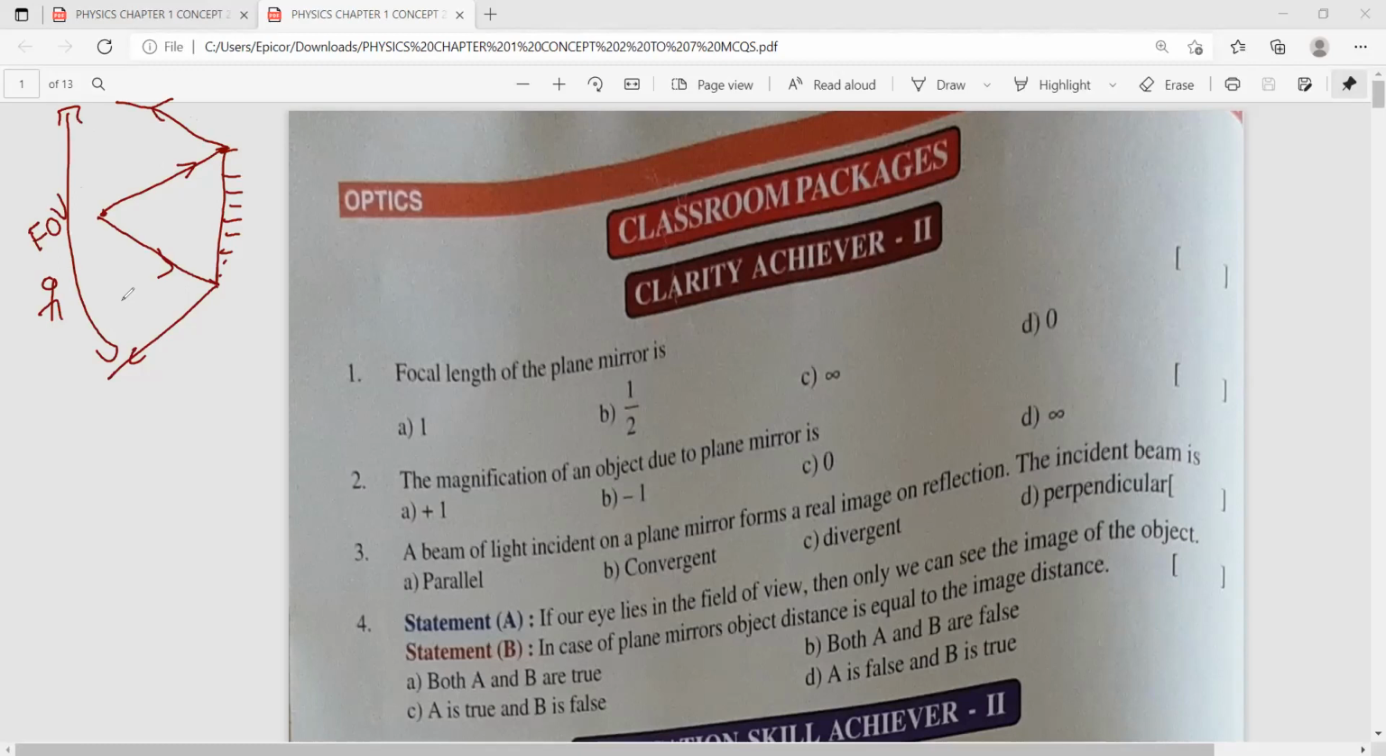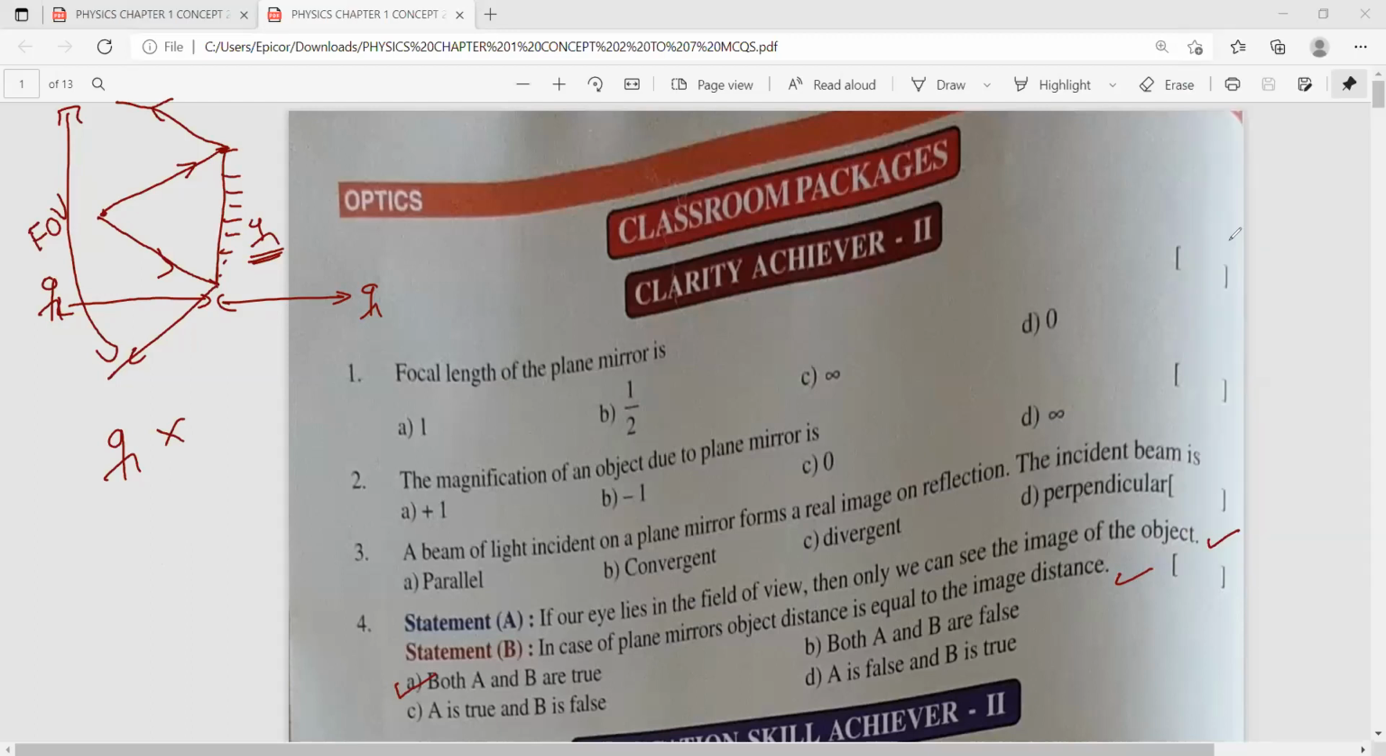If you lie in the field of view, you can see your image. If you are outside the field of view, you cannot see your image in the mirror. So if your eye lies in the field of view, you can see your image. So the statement given is true. In the case of a plane mirror, object distance is equal to image distance, right, children? However far you are from the mirror, the image is formed at the same distance. If you go forward, the image also appears to come forward. If you touch the mirror, the image also touches the mirror. So this is also true. So options A and B are true. Clear, children? Options A and B are true here.